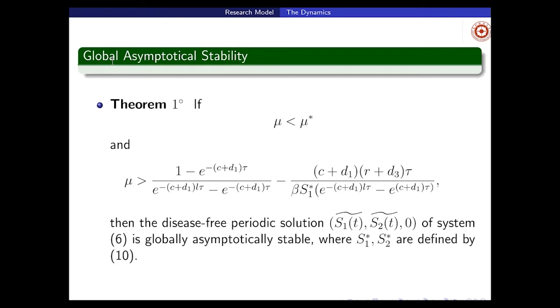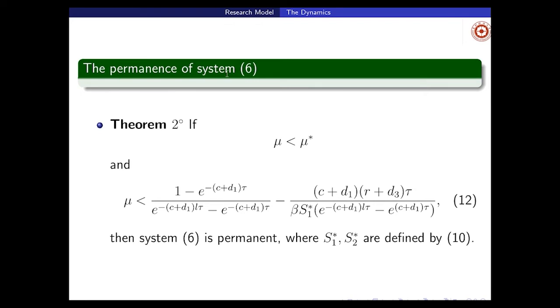The dynamics. Global asymptotic stability. Theorem 1. If mu less than mu star and mu greater than this term, then the disease-free periodic solution (S1(t) tilde, S2(t) tilde, 0) of system 6 is globally asymptotically stable, where S1(t) tilde, S2(t) tilde are defined by 10. The permanence of system 6, Theorem 2. If mu less than mu star and mu less than this term, then system 6 is permanent, where S1 star, S2 star are defined by 10.